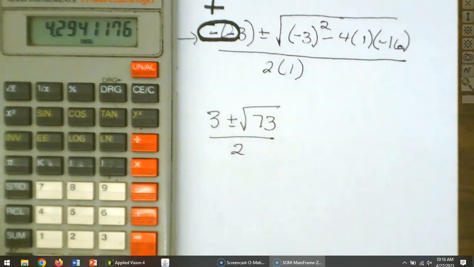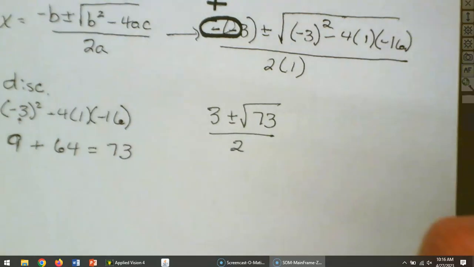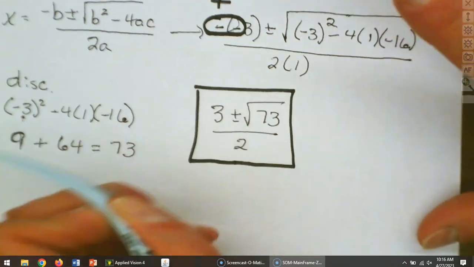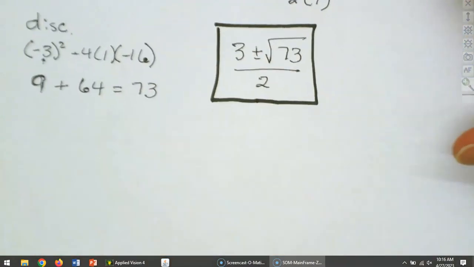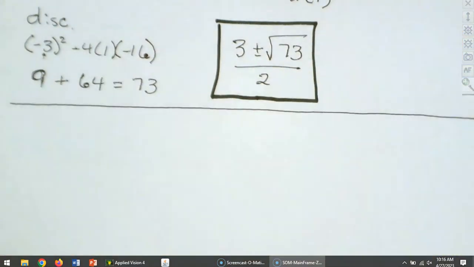So is 73 going to break down? No. If it doesn't break down, then we are finished. So there would be your answer. But always, always check to see if you can break down that root. In many cases, you can. All of these have had real solutions.